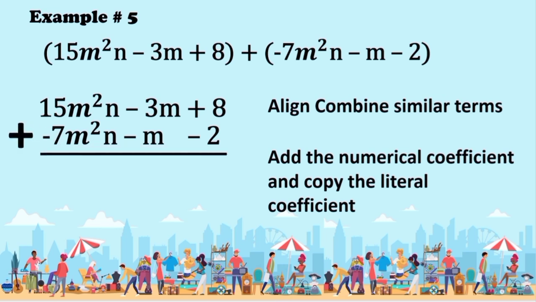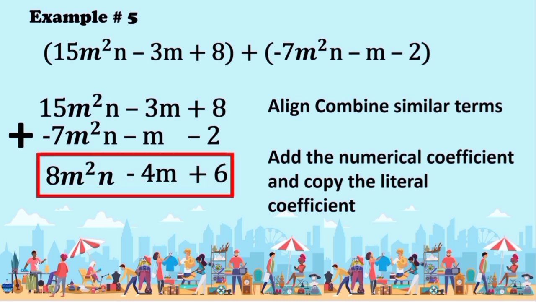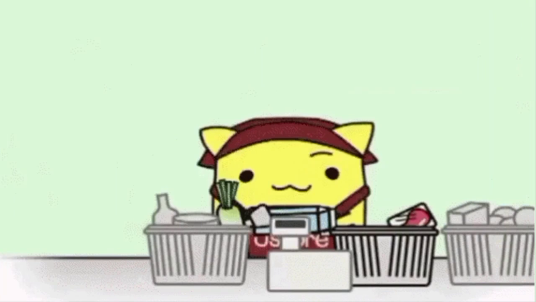8 plus negative 2 is 6. Negative 3m plus negative m is negative 4m. 15m squared n plus negative 7m squared n is 8m squared n. Our final answer is 8m squared n minus 4m plus 6.